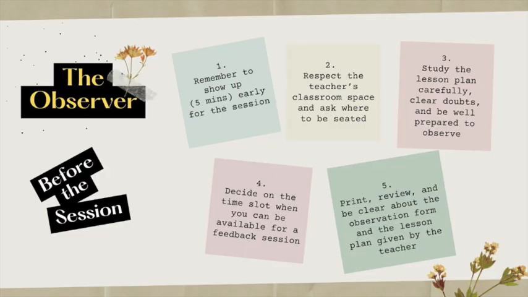Right? I'll continue and say that if I were the observer, I would do the following before the session. Most importantly, I would respect the teacher's classroom space and ask where to be seated. Sometimes that is an issue. So please don't go and sit right in the first row. Please, the teacher's classroom is their environment, and be respectful. And it's best when you ask them where you should be seated.